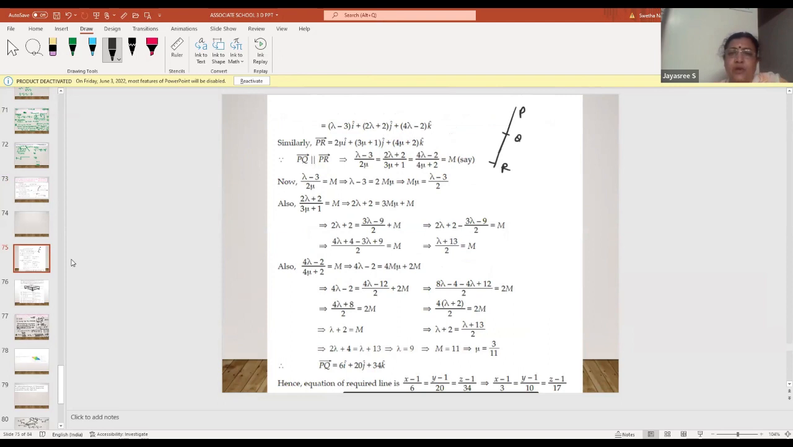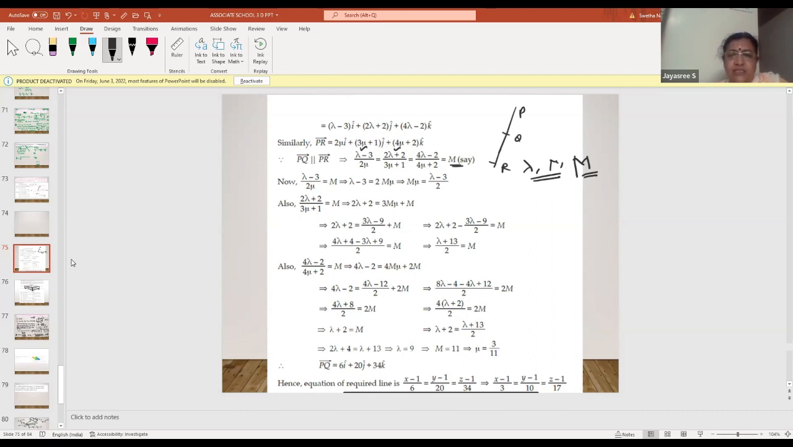So A1 by A2 equals B1 by B2 equals C1 by C2, which I take equal to another constant M. Now we have lambda, mu, and capital M, and we are supposed to find all three. How to approach this? Equate these two parts first.